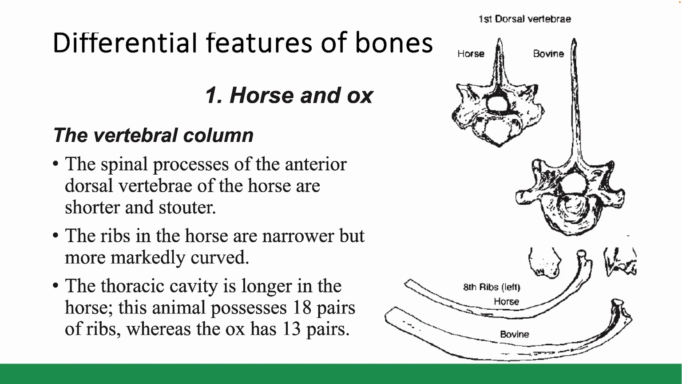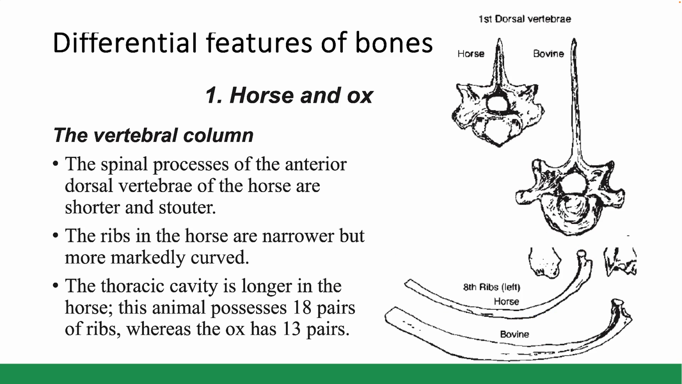The first thing in the vertebral column is the first anterior dorsal vertebra, whose spinous process in horses is a little bit shorter and a little bit wider, but in the bovine, as you can see, it is very long. For the ribs, in horses, they are a little bit narrow and more curved than in bovine. In bovine, they're a little bit wider and curved.